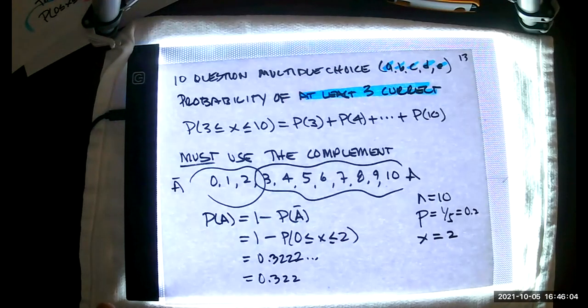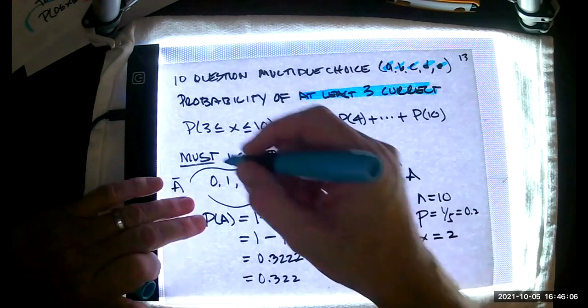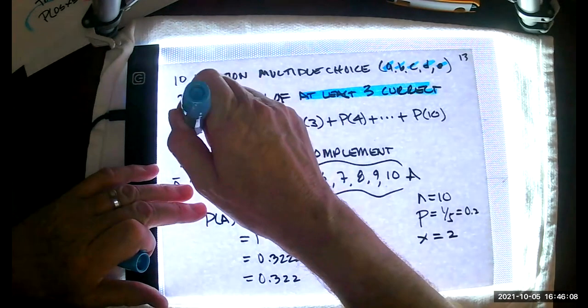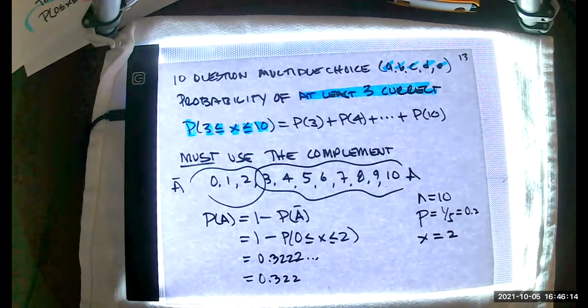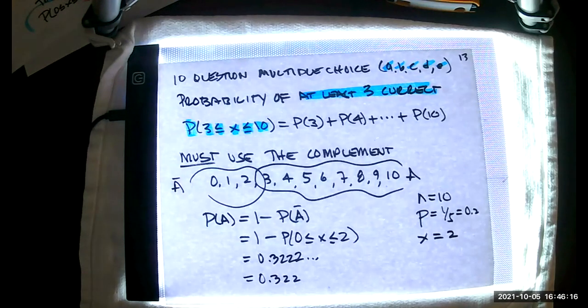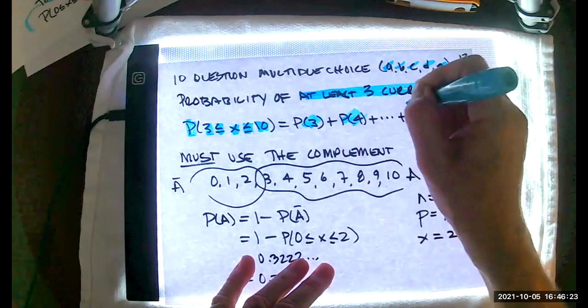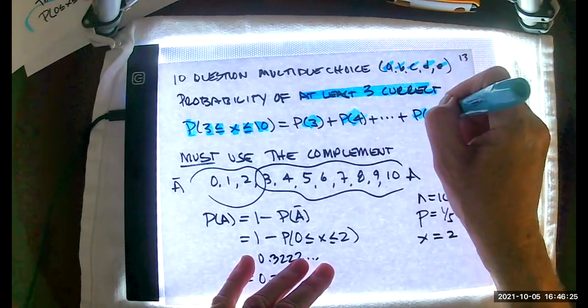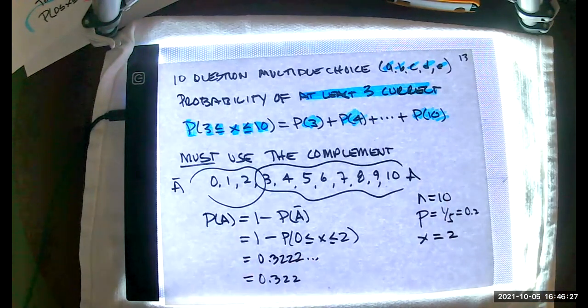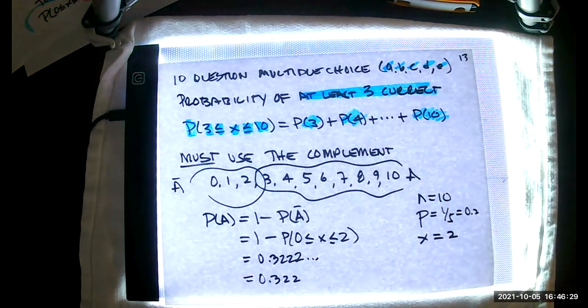So, in terms of my notation, we're looking for the probability of 3 less than or equal to x less than or equal to 10. Those are all the successes or correct guesses. 3 correct, perhaps, or maybe you were lucky enough to get 4 correct, or 5 or 6, or maybe you're lucky to guess them all correctly. Unlikely, but possible.